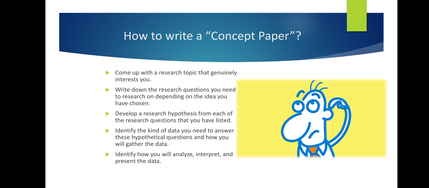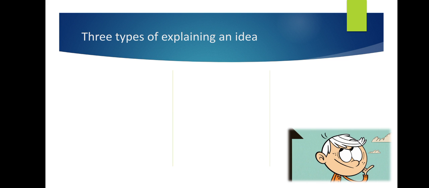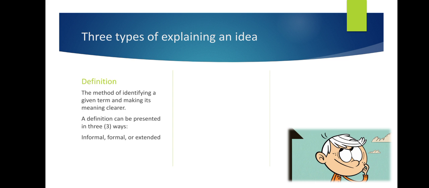So, how do we explain in a concept paper? Well, we have three types of explaining an idea or explaining a concept in a concept paper. Now, the first one is by definition. Now, definition is the method of identifying a given term and making its meaning clearer. Now, when you're trying to define your concept, there are three ways of definition, or three methods, namely informal, formal, or extended.